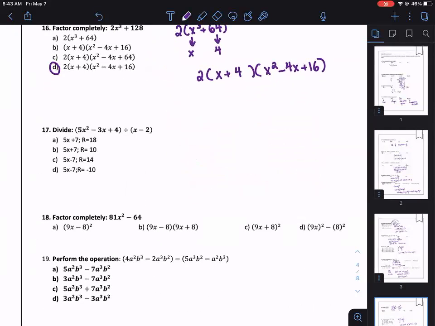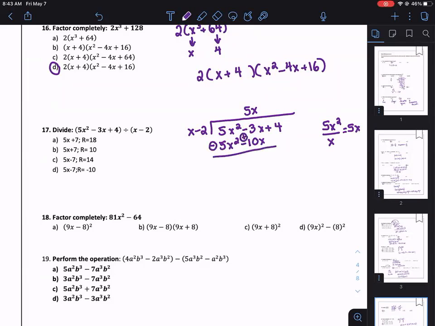So whenever you see a remainder, that's usually an indicator that you have to use the long division property. Please make sure that you have every term accounted for. So 5x squared divided by x is going to be 5x. 5x times x is 5x squared. 5x times -2 is -10x. Make sure to negate. So -3 plus 10x is 7x, and we're going to bring down the 4.